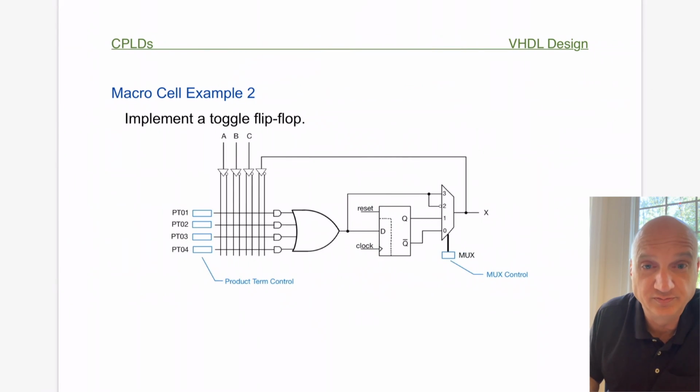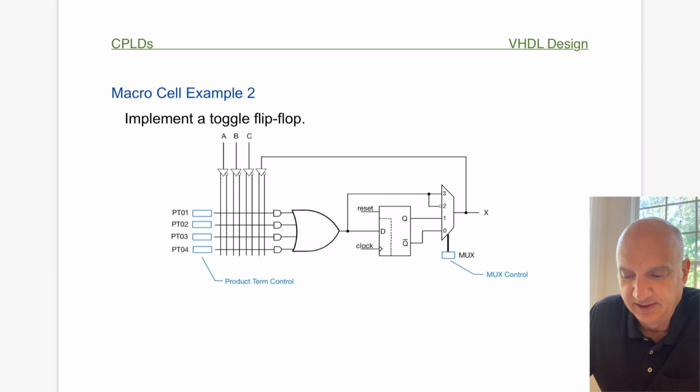One last example, and we'll finish out with that, is the implementation of a toggle flip-flop. So let's say that we want to configure this macro cell to use the D flip-flop, and we want to use it as a toggle flip-flop.